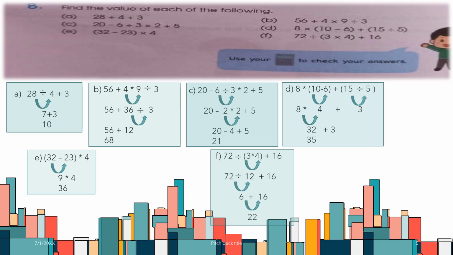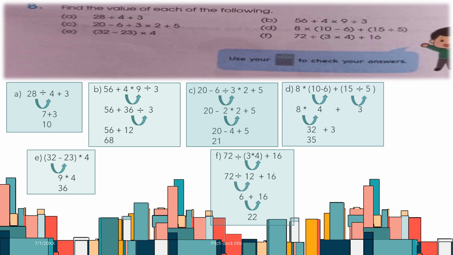Now in question number 8, we have to find out the value of different parts. In part A, we have 28 divided by 4 plus 3. According to our rule, we solve multiplication and division first. So first we are going to divide 28 by 4, which is 7, and then the 7 is going to be added in 3, and the answer is 10.